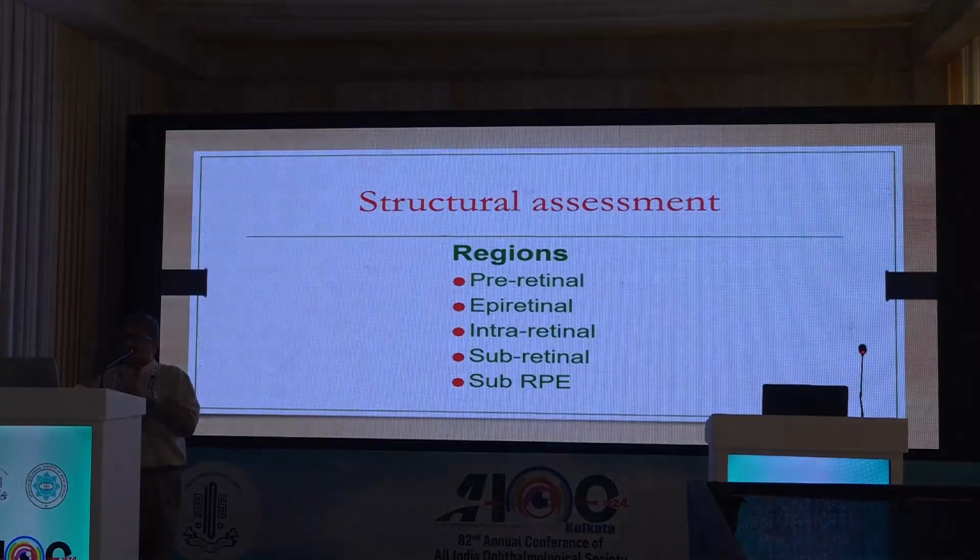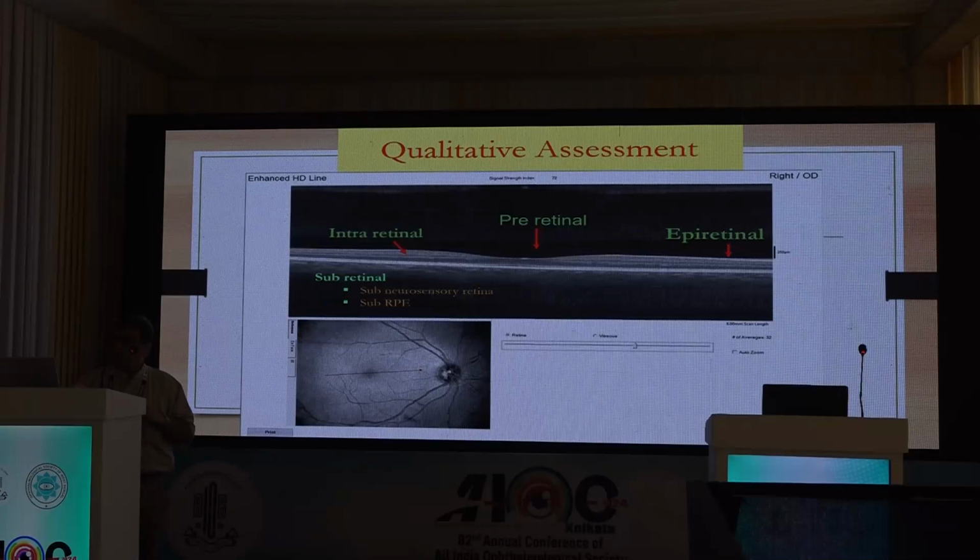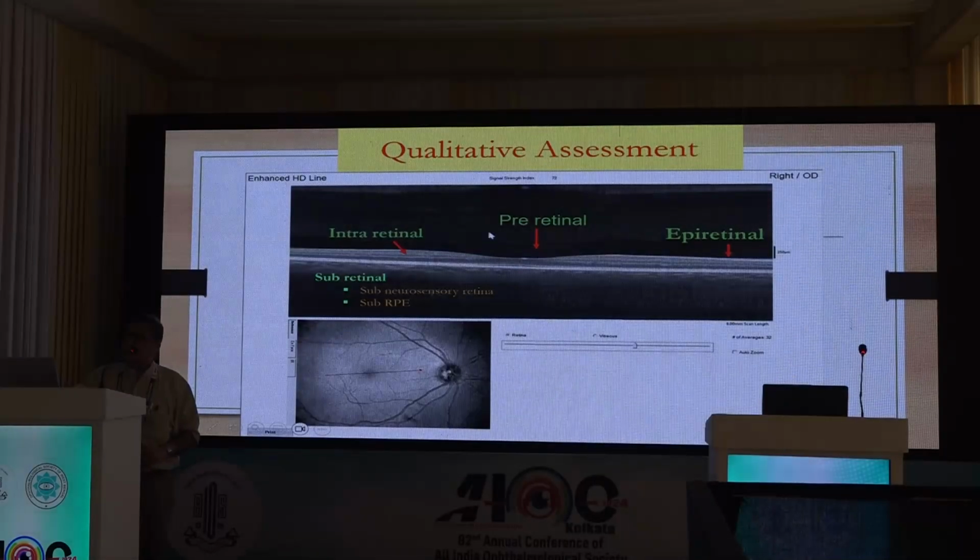What about the regions? You have the preretinal region, you have the epiretinal region, you have the intraretinal region, the subretinal region, and then finally the sub-RPE. So what do you see? The preretinal is the area above the ILM. You want to see what is happening in the vitreous there. You can see in this one, there's a PVD. The epiretinal, at the surface what is happening? There may be a membrane there. You want to see what is happening, is it pulling?